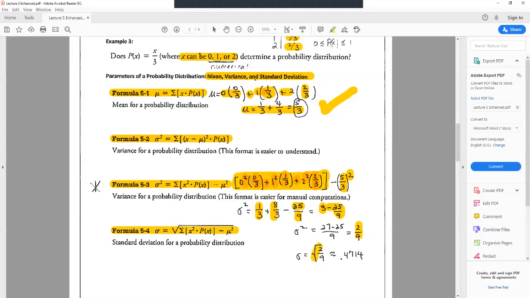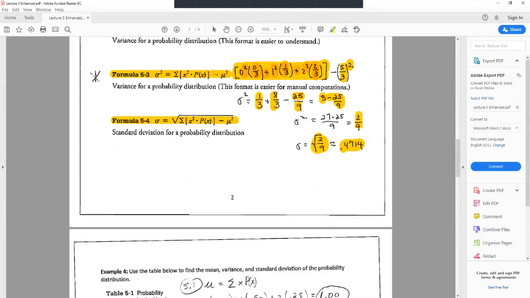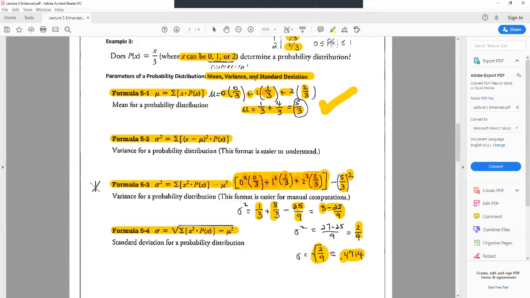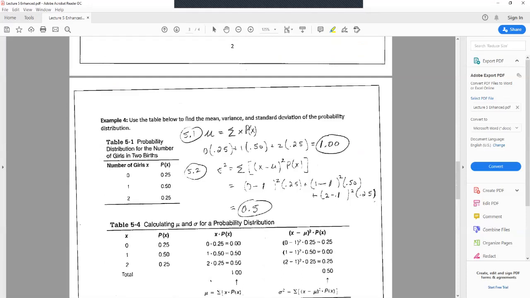So the square root of 2/9 is equal to about 0.4714. So that's just an application of the formulas for finding the mean, the variance, and the standard deviation for a probability distribution. Example 4. Example 4 says, use the table below to find the mean, variance, and standard deviation of the probability distribution.